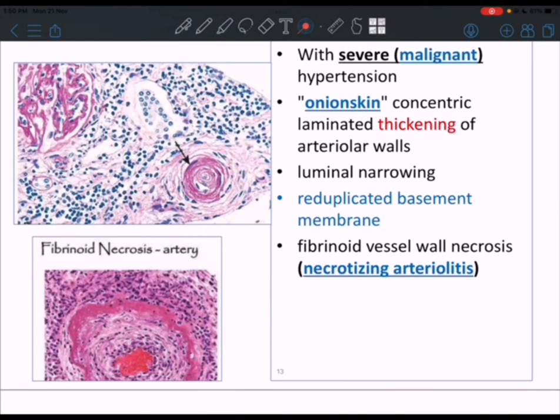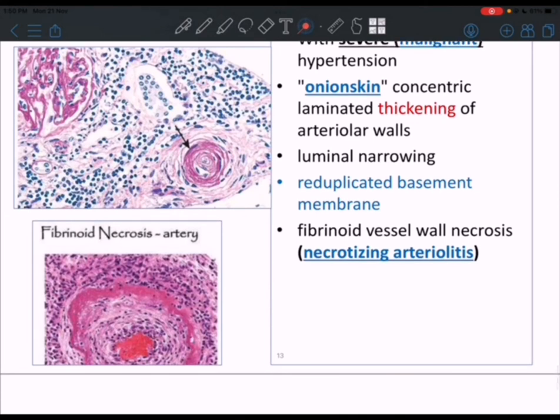Another important abnormality that malignant hypertension can lead to is fibrinoid vessel wall necrosis. ممكن يكون الدمج أوسع من هيك بحيث إنه يعمل direct necrosis in the wall. نسمي هذا الموضوع necrotizing arteriolitis. تمام؟ هذا اللي بيعمل المالجنانت hypertension.